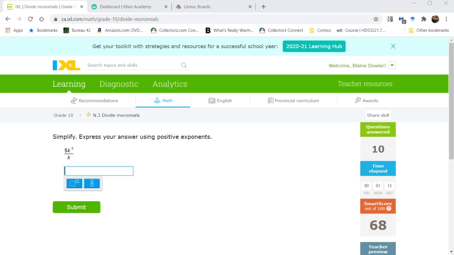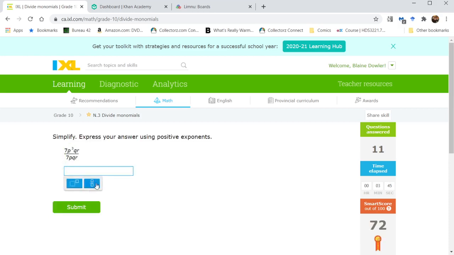Now for homework assignment 1.02, number 2, we were looking at grade 10 skill N.3 again, and 10 additional questions, so we should be up to 20 total. Here, 5 divided by 1 is 5, but k to the 0 over k is 0 minus 1, which is negative 1, or we can just think k to the 0 is 1, and this simply reduces to 5 over k.